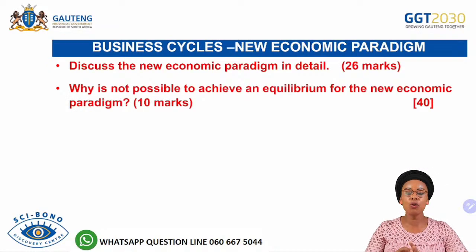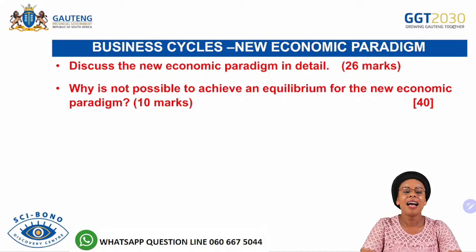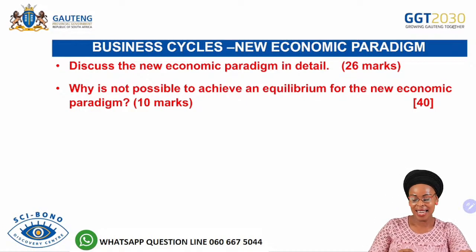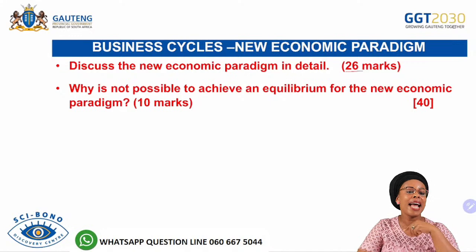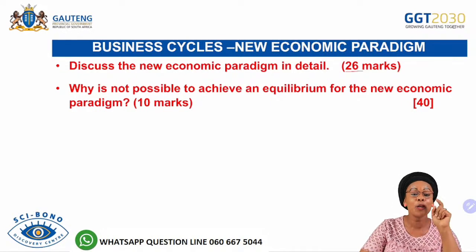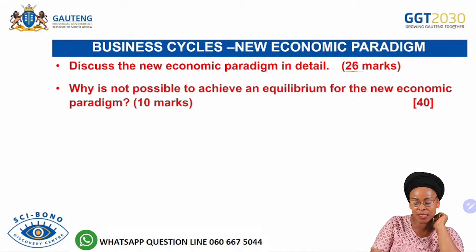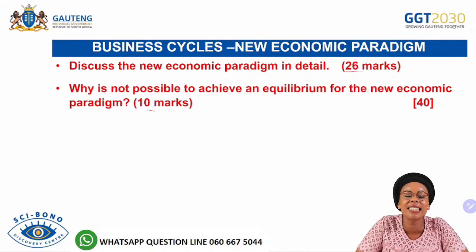Let's quickly look at the last question. The last question is an essay type question. It's about the new economic paradigm. Look at the question. It is two-fold. The first part, we call it the main question. It is 26 marks. And then the second part is the additional question. We call it the additional part. It is for 10 marks. 26 plus 10 is 36.